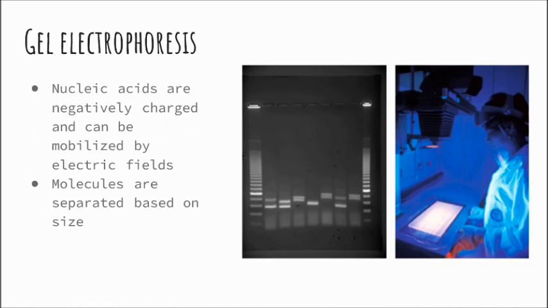So we did that part, and then we moved on to gel electrophoresis. Because nucleic acids are negatively charged, they can be mobilized by electric fields. So putting it in that gel and running the electric current across it, we were able to separate molecules based on size. And then you can look at the gel to see the ladder on either side here and the different molecules in the middle. And you can look at that under UV light.